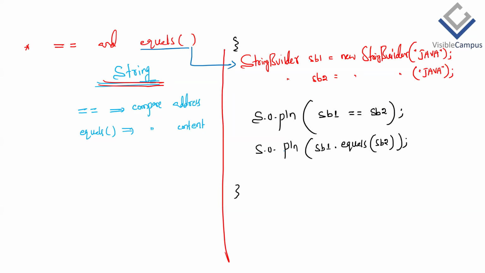Now, can you please tell me what's the output of this line and what's the output of this line? First one is false. So you are saying false. Okay, so the first one is false. Second, what is your prediction of the second one?